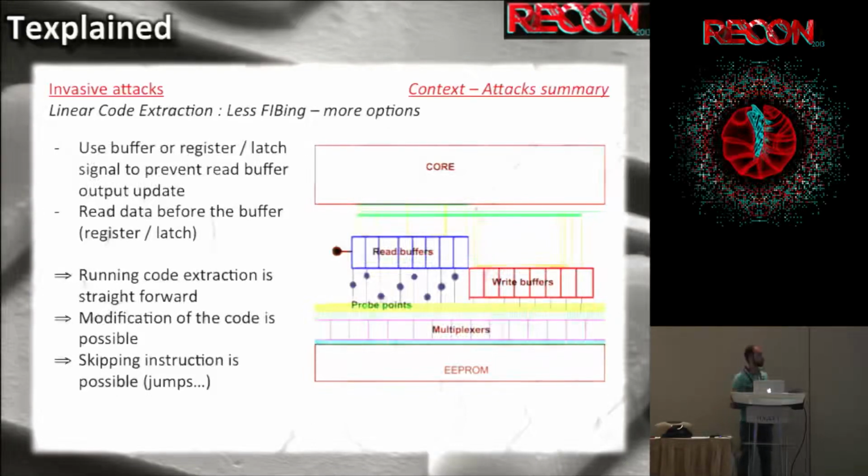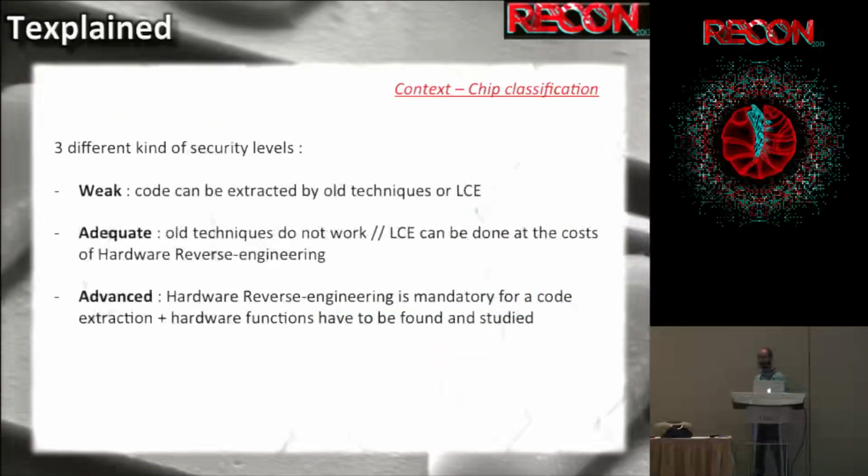So we will see this technique a lot, because you will see that this example is cool, but it's not like this in real life. I mean, not so often. So therefore, I classified the chips. It's my point of view, but for me, there are three levels. There is the weak chip, where maybe you can find a glitch that is working, a non-invasive attack, and you can just extract the chip like this. Or you can just do what we saw, a linear code extraction with a very basic technique.